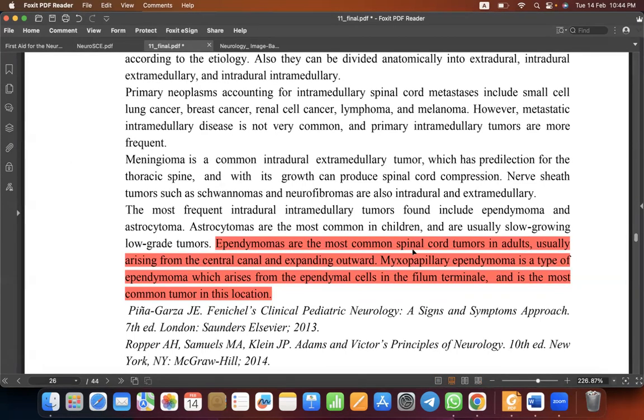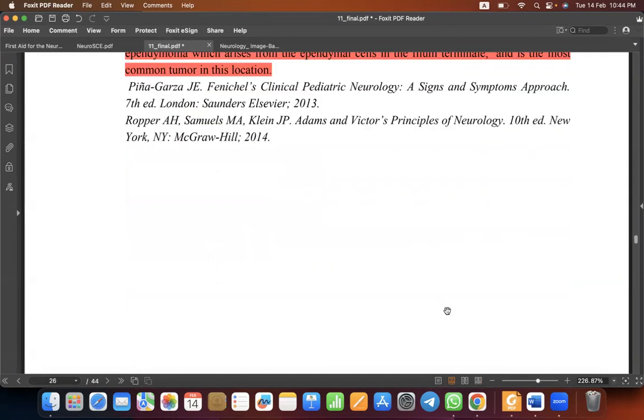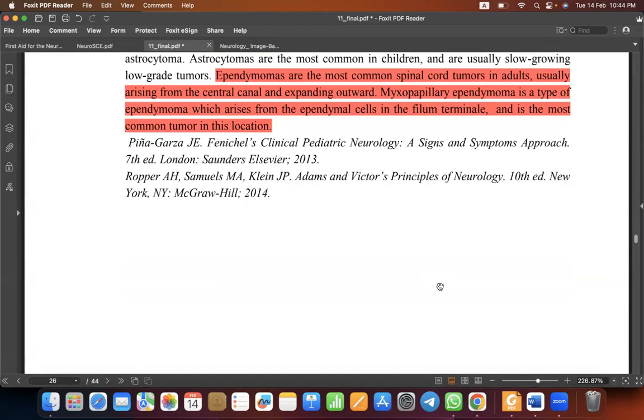Another ependymoma is the myxopapillary ependymoma. They develop from the filum terminale as well. It's another common tumor in this location. Okay.